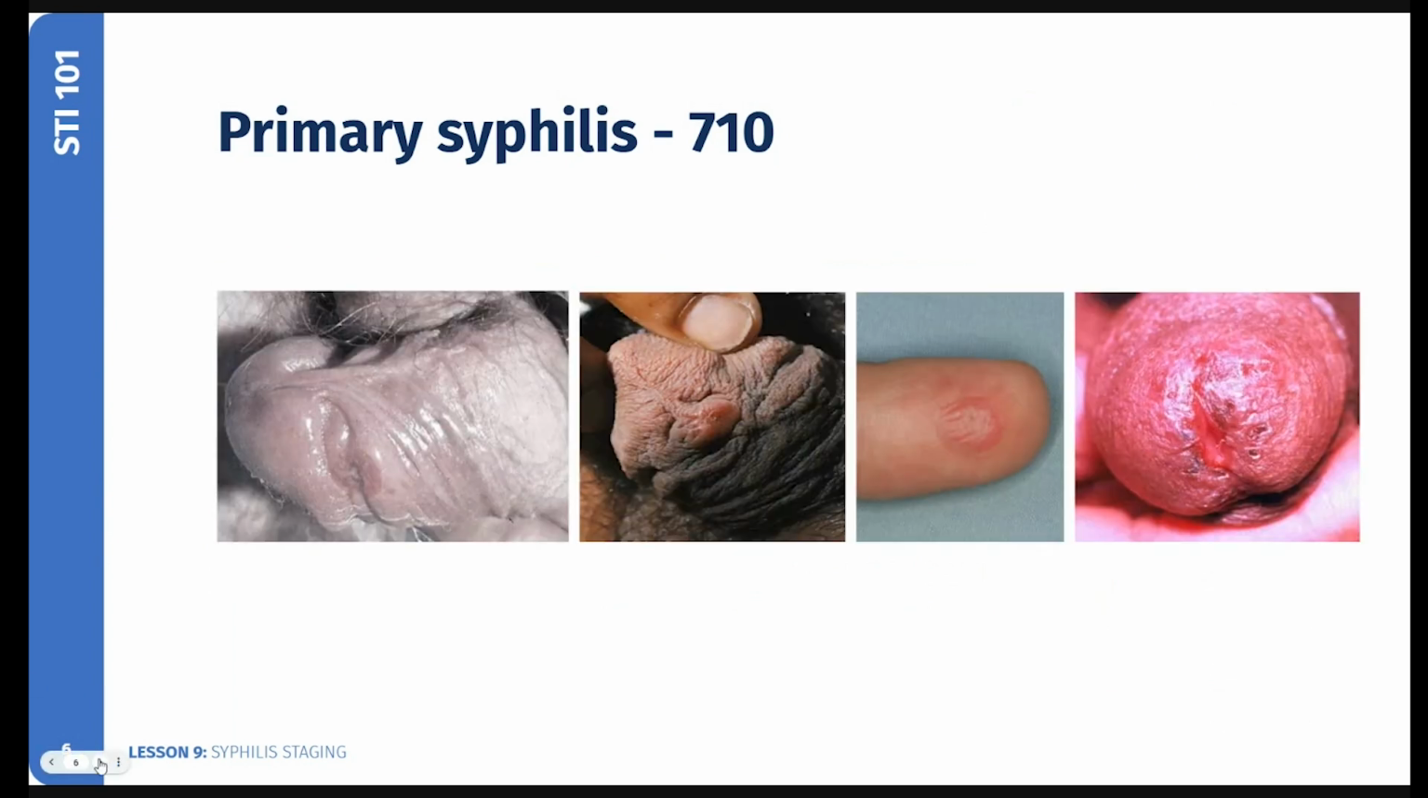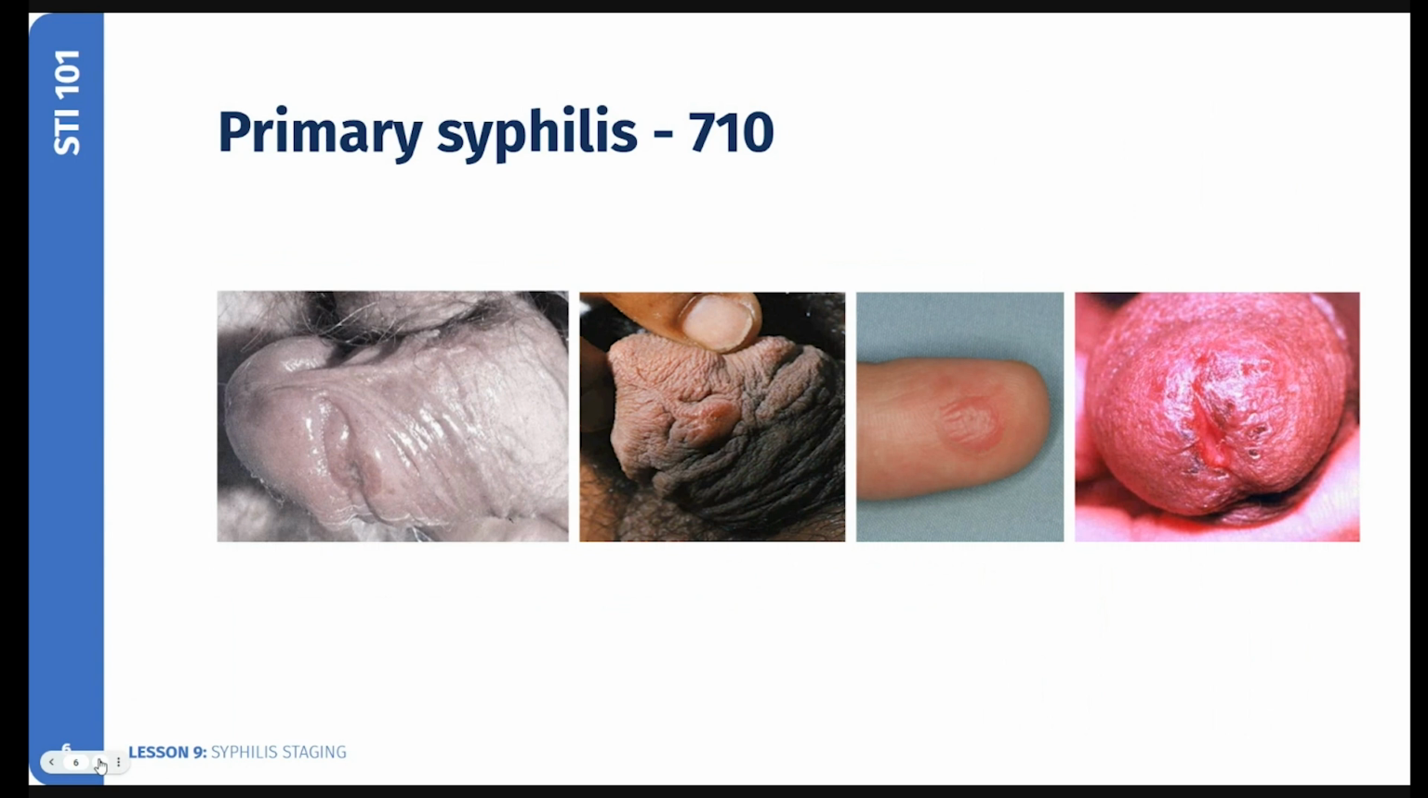Here are some examples of primary lesions. Again, the lesion will appear at the site of infection. Typical lesions are found on the genitals, in the rectal canal, and in the oral cavity. Here we have an example of a digital lesion, or a lesion on the finger.